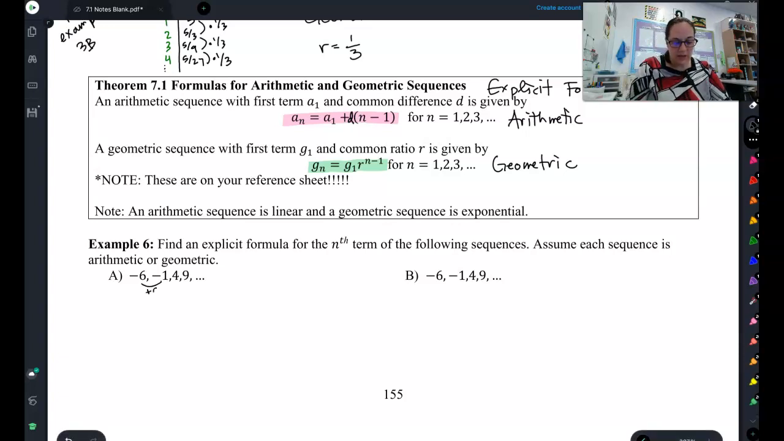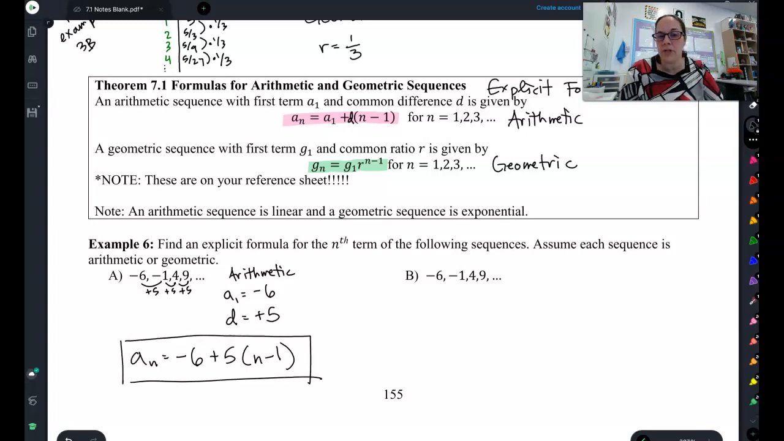So this one, it looks like I am adding 5 every time. So this is going to be arithmetic, which means I'm going to use this pink equation. So I need to know what a sub 1 is, the first term. Well, the first term in this sequence is -6. And I need to know what d is. Well, I am adding 5 every time to get d. And now that I know those two, I can write my equation out with my first term plus d times n minus 1.